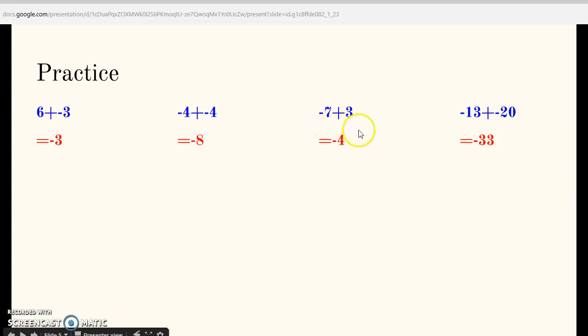-7 plus 3, we're going to subtract 3 from 7. We have 4. The bigger number is 7. We're going to keep the negative sign, -4. -13 plus -20. We have the same exact sign. We're just going to add them together. 13 plus 20 is 33. Keep the sign. It's a negative, so we have -33.